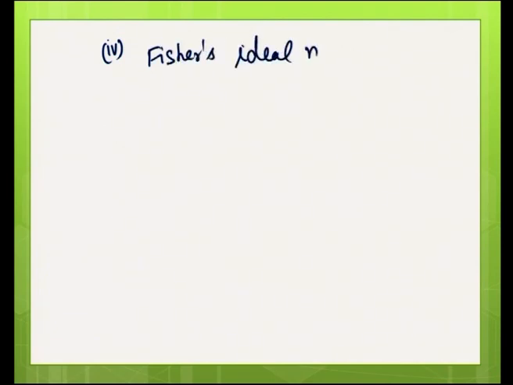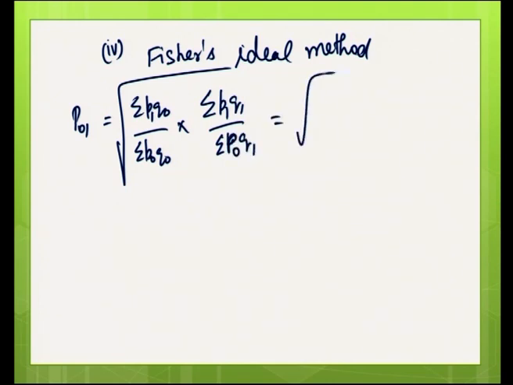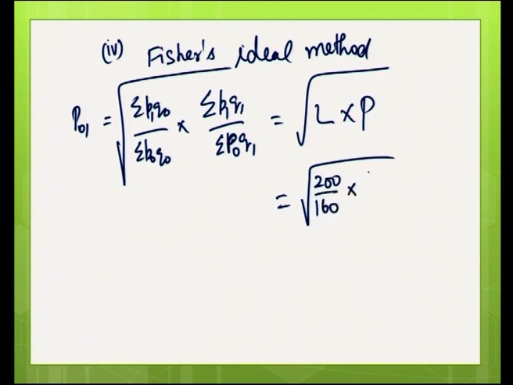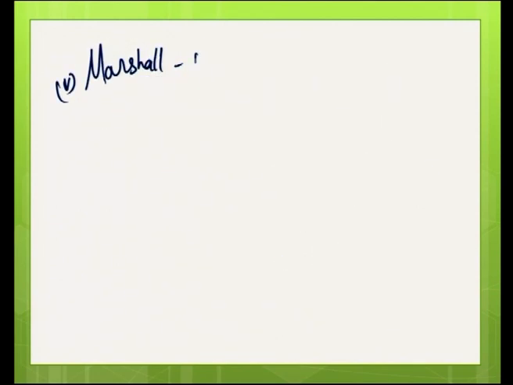Okay. The next method we are supposed to calculate is Fisher's ideal method. P01 is equal to square root of summation P1 Q0 by summation P0 Q0 into summation P1 Q1 by summation P0 Q1. It is nothing but root of L into P. L into P is again root of 200 by 160 into 130 by 103, into 100. So, the value is 125.6.